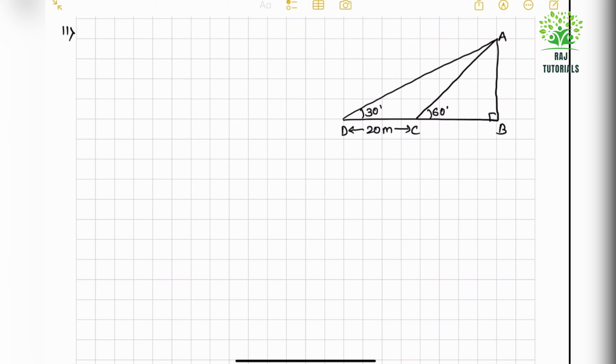From another point 20 meter away from the point on the line joining the foot of the tower, the angle of elevation of the top of the tower is 30 degree. Find the height of the tower and width of the canal, CD and 20 meter from the pole AB.